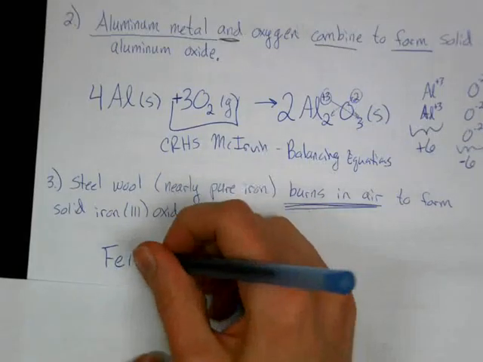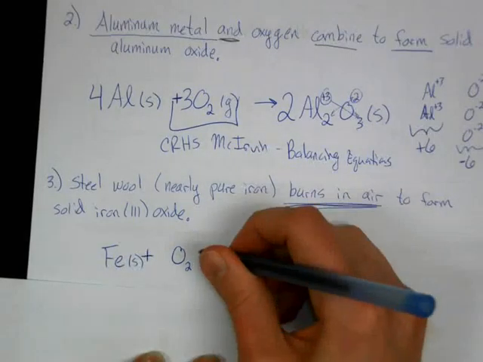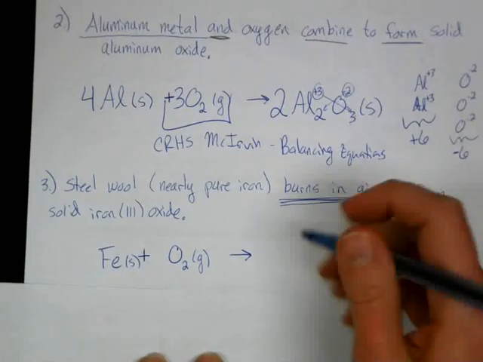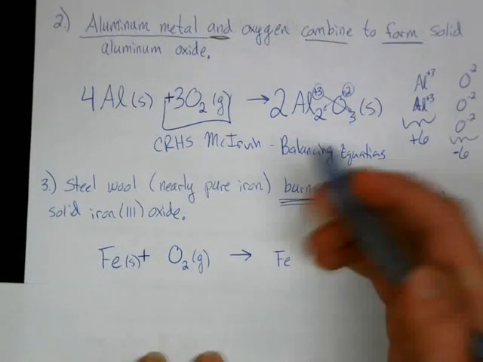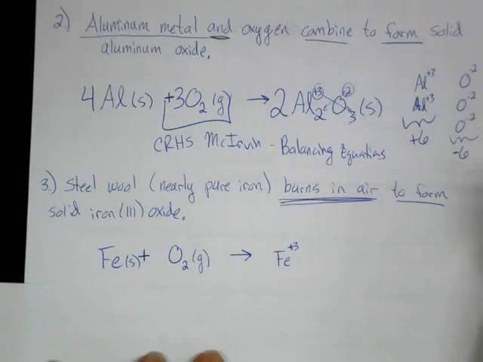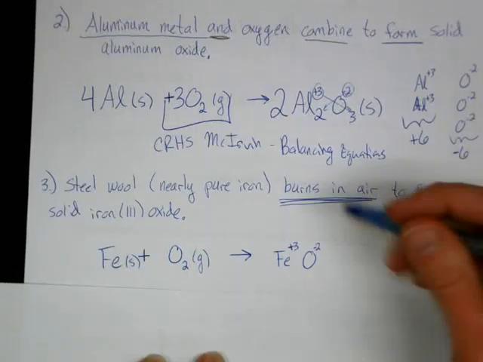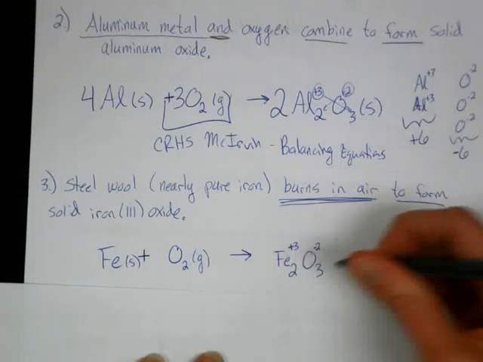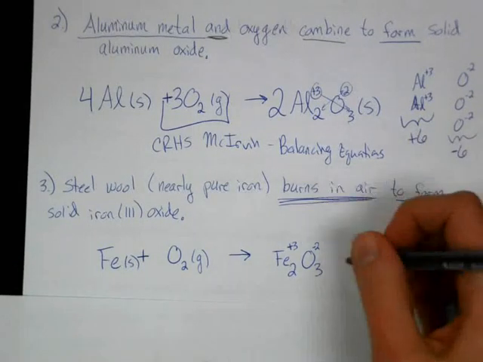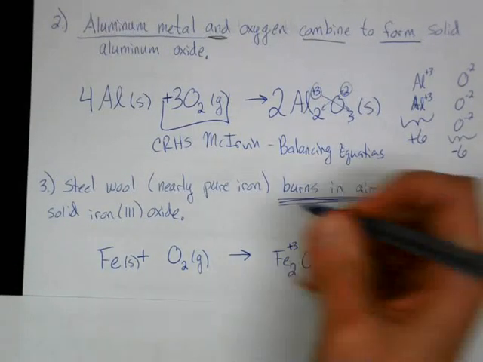All right, so let's go ahead and add our states of matter so far. Steel wool, well, that's a solid. Burns in air. Air is a gas. To form, so let's draw my arrow. Solid iron 3 oxide. Okay, iron, Fe. This Roman numeral 3 is a +3 charge. Oxide is oxygen. Has a -2 charge. Similar to the previous example, we're going to crisscross these charges. We get Fe2O3.